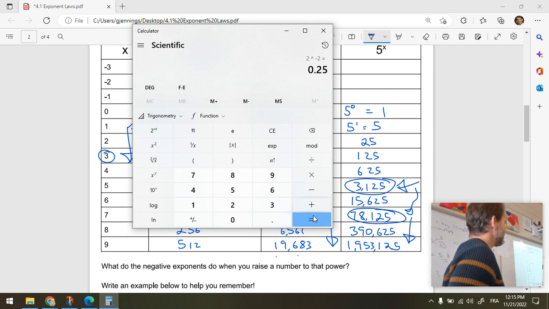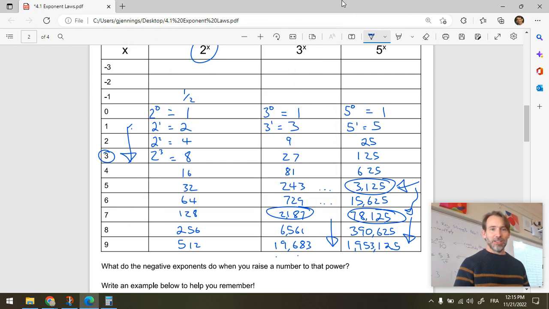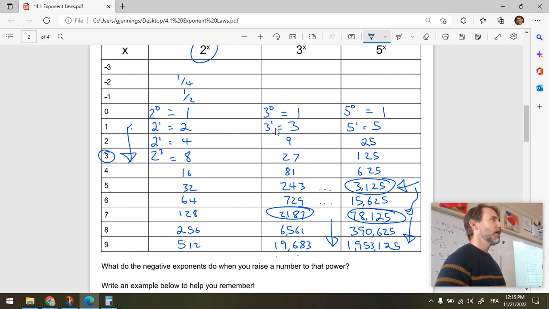What's that as a fraction? How many cents is that? 25 cents, right? 25 cents by another name is a quarter. So 2 to the negative 2 is 1/4. What's 2 to the negative 3 going to be? 1/8. Good.